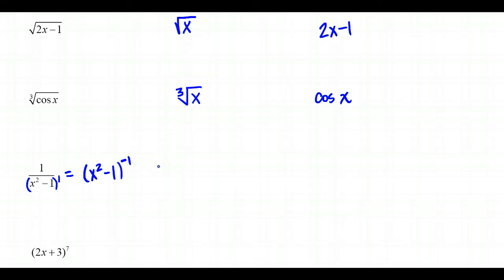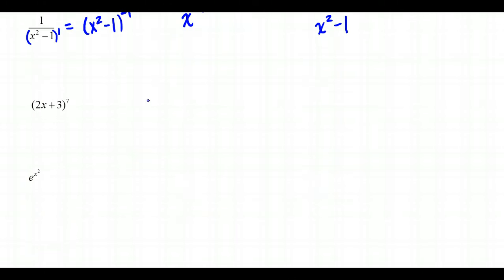Now, hopefully at this point you see that the inside function is x squared minus 1, and what I'm plugging it into, the outside function, is x to the negative 1. So I'm plugging x squared minus 1 into this x and raising it to the negative 1 power. So now let's continue to look at some more problems. I have 2x plus 3 as a quantity raised to the 7th power, so my inside function is 2x plus 3. And this whole quantity is being raised to the 7th power, so what I'm doing is taking 2x plus 3 and plugging it into x to the 7th.